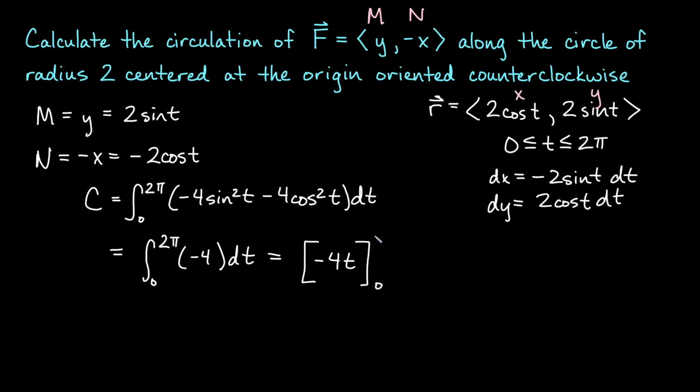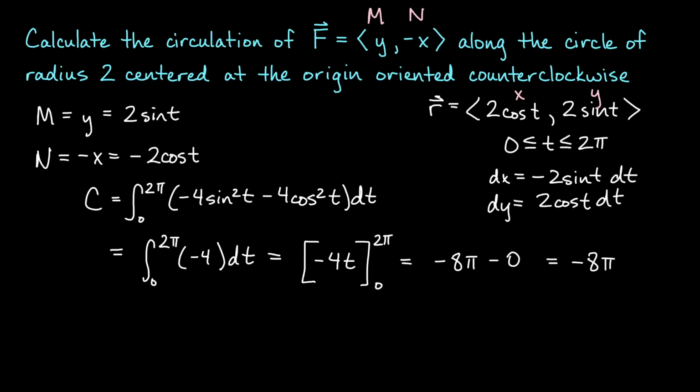And then evaluating from 0 to 2 pi will be similar to what we got 2 examples ago, except it will be a different sign, right? So we get negative 8 pi minus 0, and that's going to give us negative 8 pi.